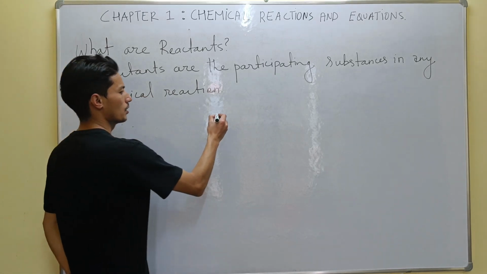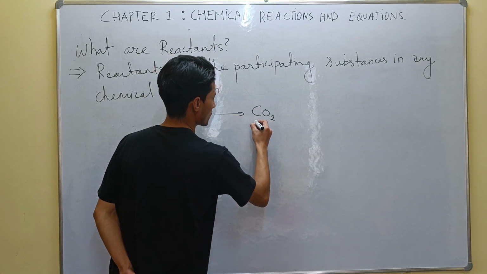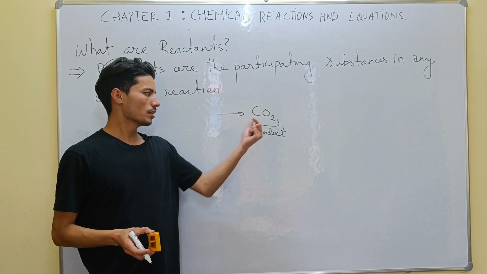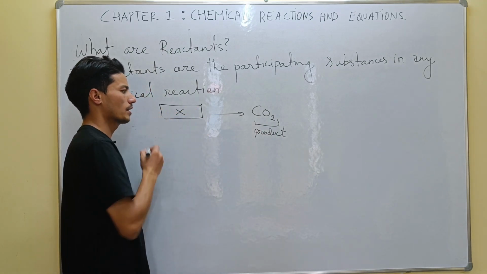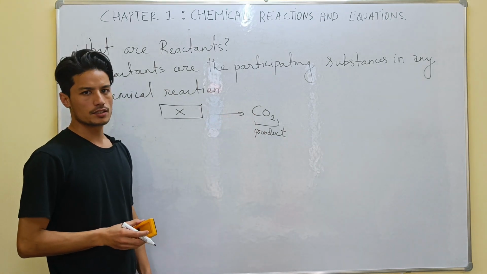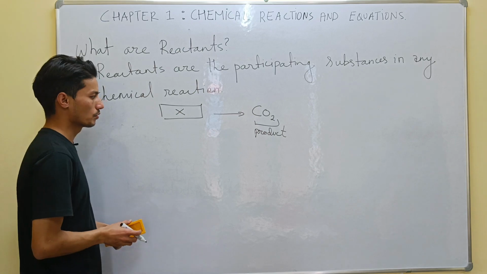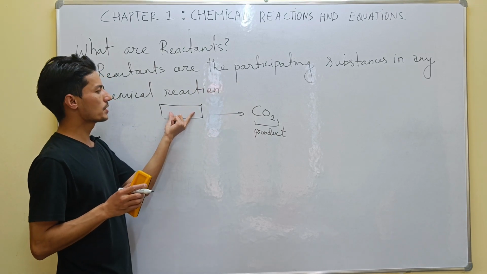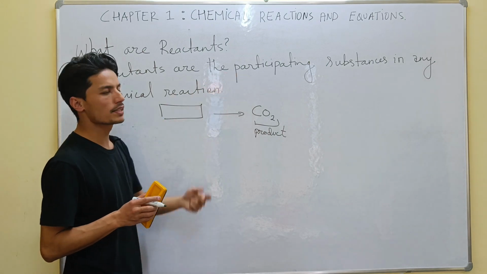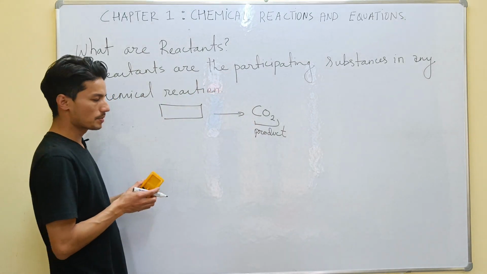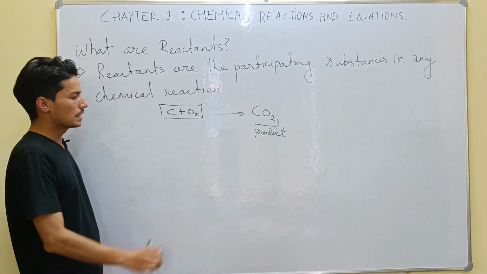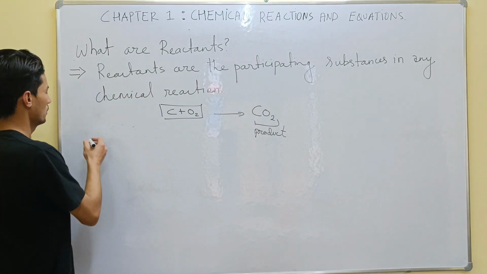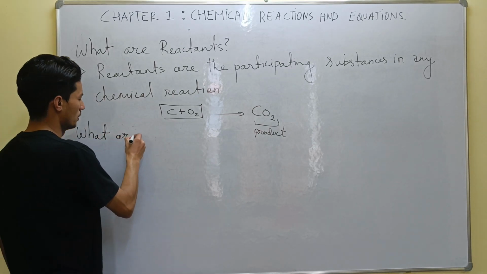Now if we go back to the previous example, we got carbon dioxide as a product, yes or no? This was the product in the previous example. But here's a question: how did we get this product? If there were no reactants, could we have got this product? The answer is no. We need reactants, because the reactants are the participating substances. It is because of the presence of the reactants that you will be getting a product. So without participating substances, how can you get a product? These two, carbon and oxygen, participate, they undergo reaction, and then they give us this product. Are we clear? Now then, the next question: what are products?